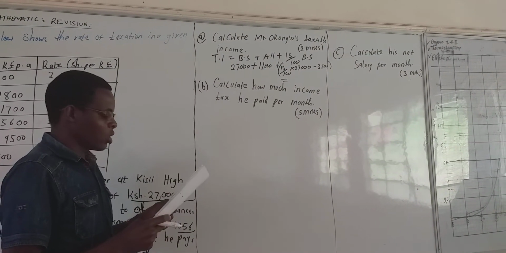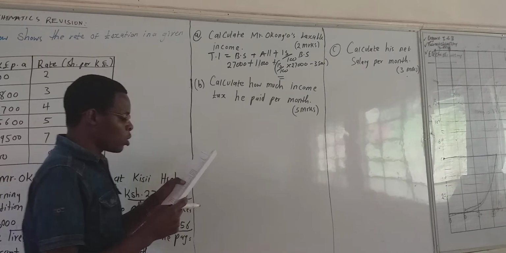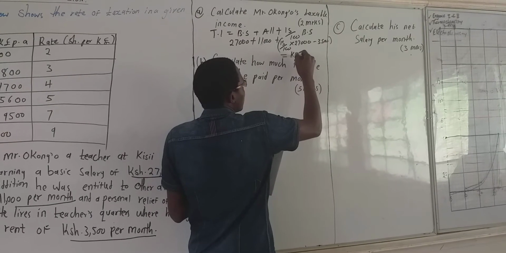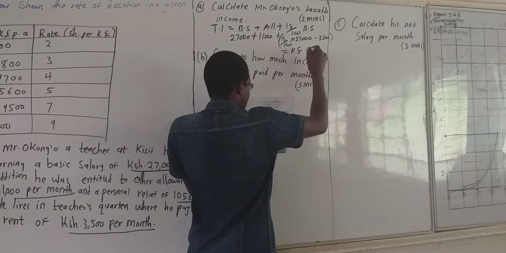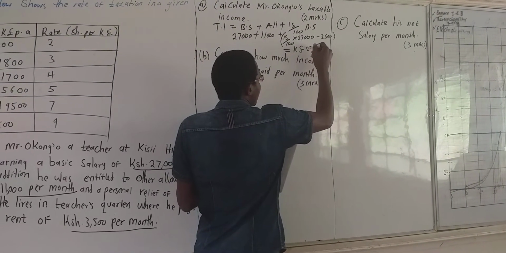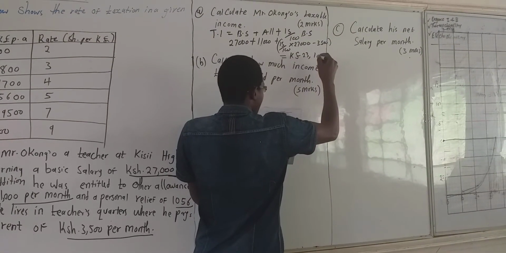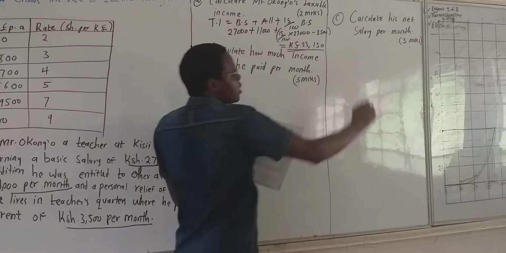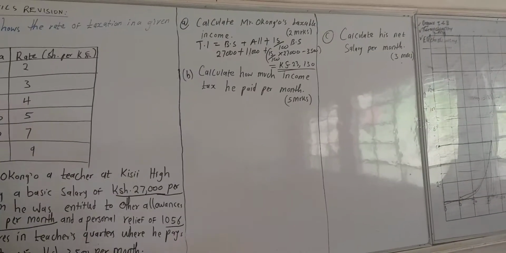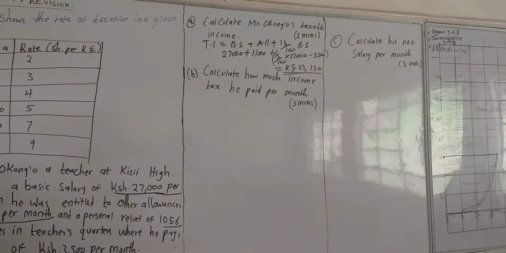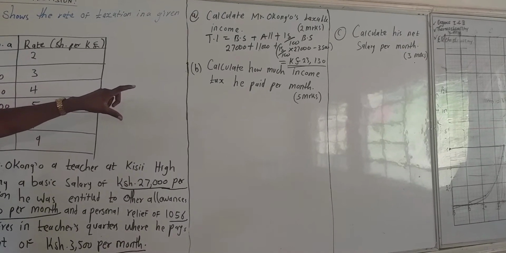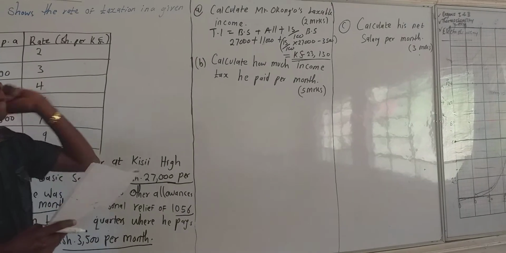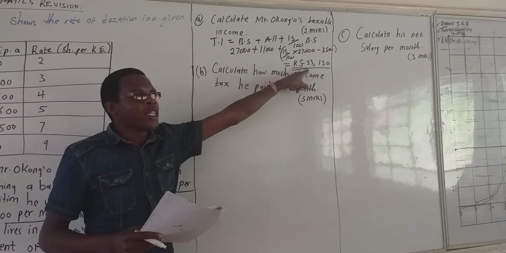We have converted it into Kenyan pounds. Now in Kenyan pounds, what we are going to have here is 23,130. This is going to be our taxable income. And I've converted everything there into Kenyan pounds per annum. What we have here is in Kenyan pounds per annum.